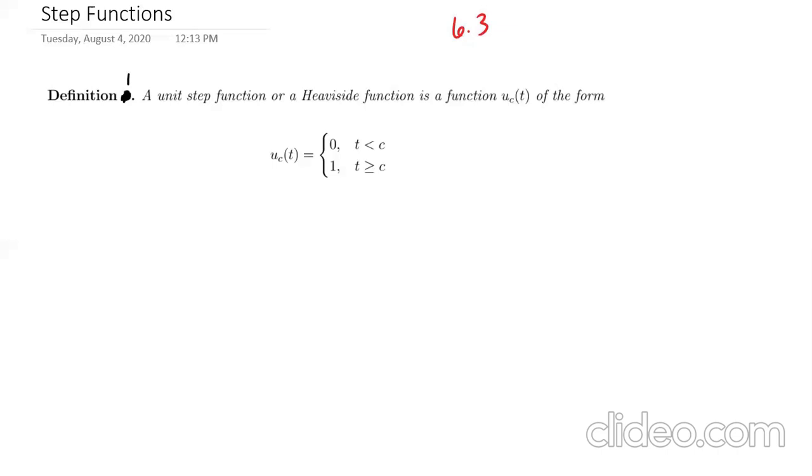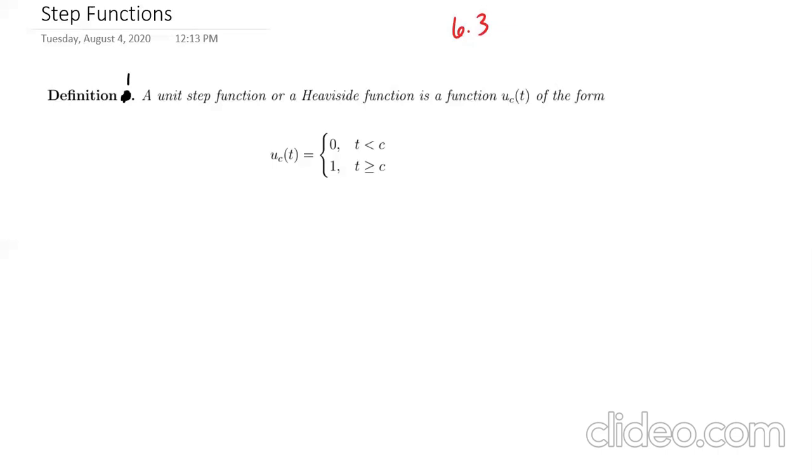So a unit step function or a Heaviside function is a function which we're going to label as u sub c of t, of the form u sub c of t equals 0 for all t values less than c, and 1 for all t values greater than or equal to c. So a very simple definition.